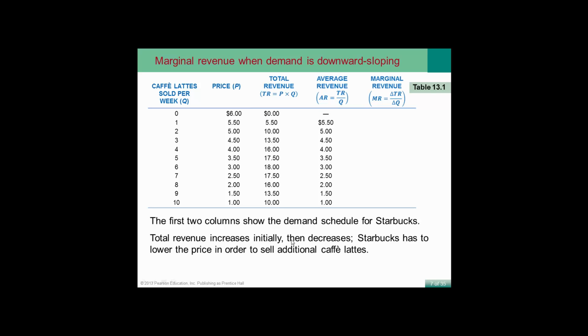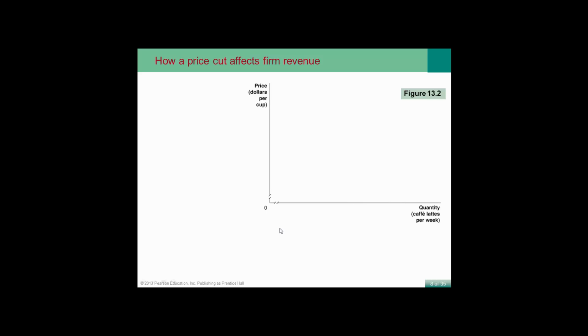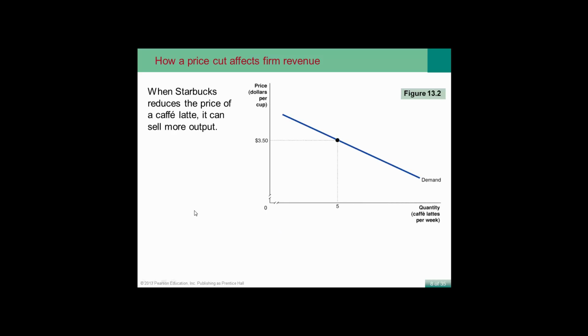Total revenue increases, then decreases after you get to a certain point, because they can sell 10 lattes for $1, but total revenue actually starts going down. So you hit a maximum point right here, and then it starts going down. Any additional latte that you sell is a loss. Hence, marginal revenue is initially positive, then negative. Here you can see the marginal revenue per additional item sold.